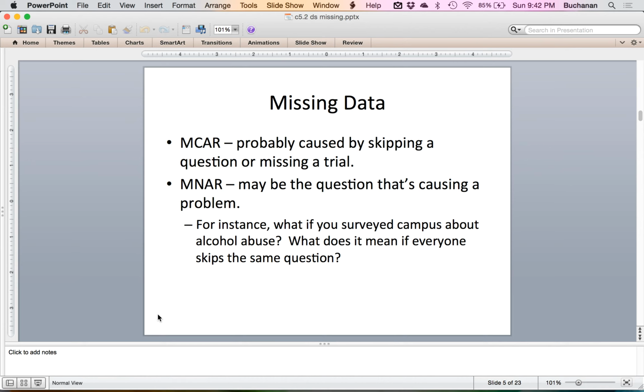MNAR data may be the question itself. We used to have a scale that would ask people, do you do drugs? They'd say yes or no. If they said no, one of the next questions was, can you quit drugs when you want to? If they said no to the drug question, they didn't know what to do on that item, because if they said no because they don't do drugs, it made it sound like they had a problem. If they said yes, it made it sound like they did drugs. So people would skip it a lot because it didn't apply to them, and that would be not at random.